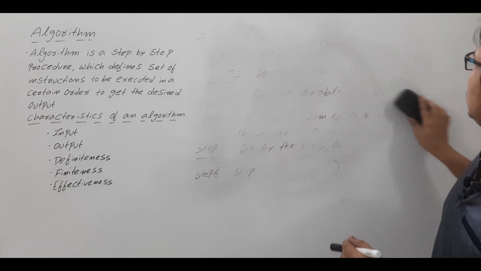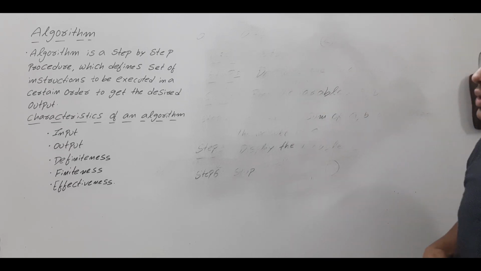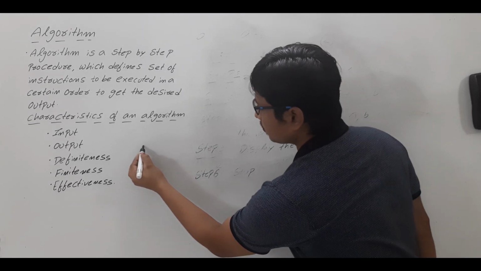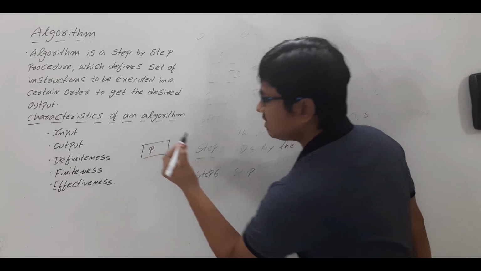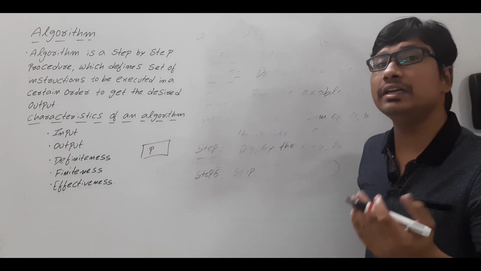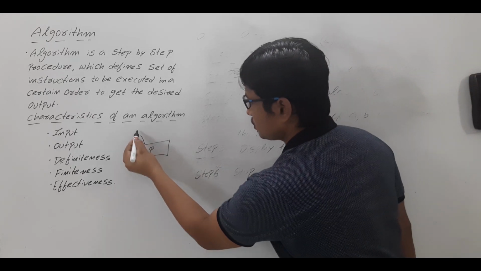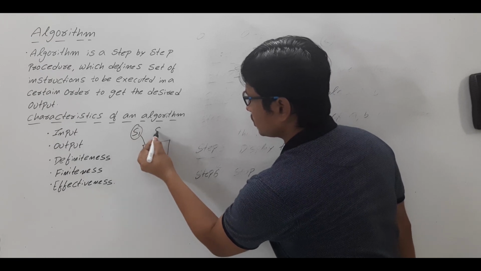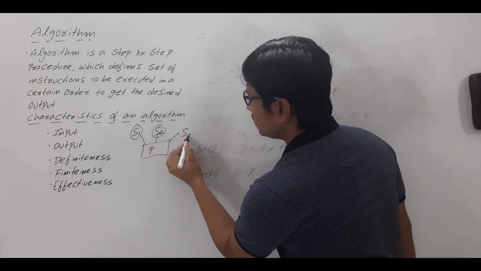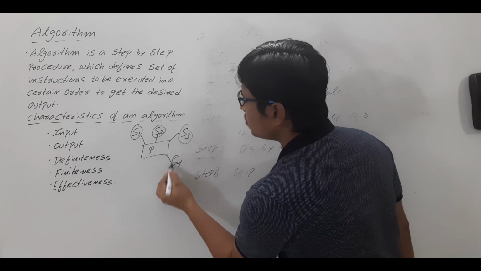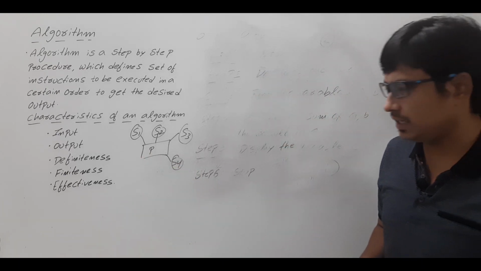Okay, so let me use this space. Remember one thing: you have a particular problem. For this problem, you can find n number of solutions. Solution 1, solution 2, solution 3, solution 4. So many solutions you can find. Am I right? Is it clear?